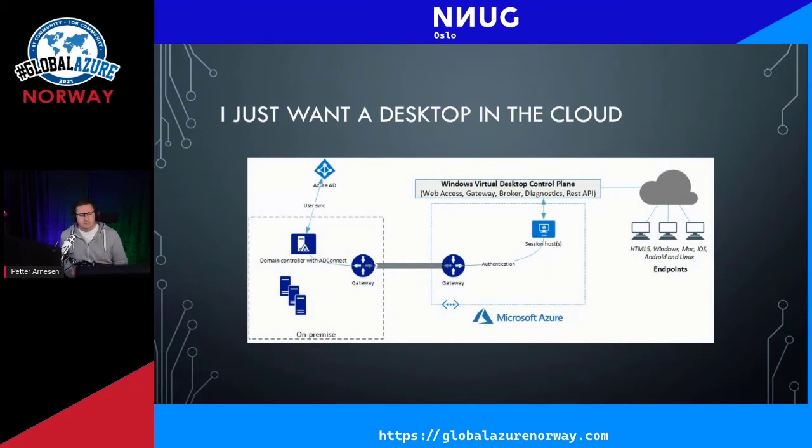And as you can see, the setup is still not really advanced. It's quite simple. We have the VPN between our on-prem environments and our Azure environments. And you have the domain controller on-premise doing user sync with Azure AD, and the session hosts are doing authentication towards that domain controller over the VPN connection in this case.